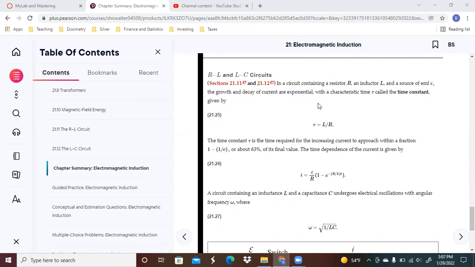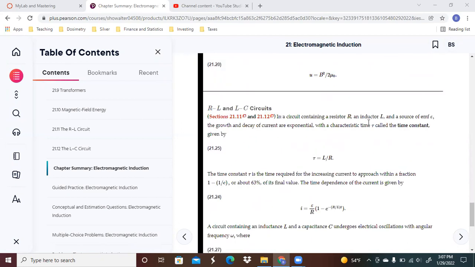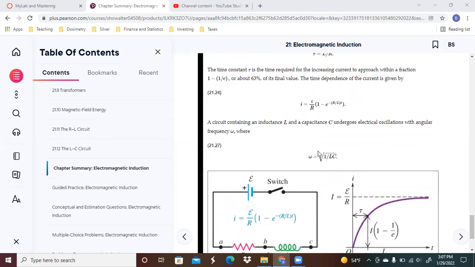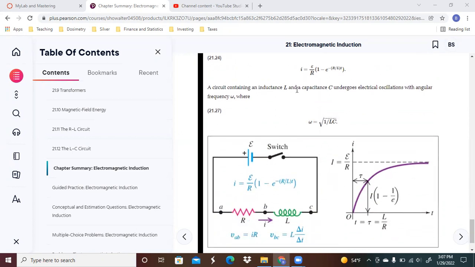we're going to look at some of the components here, but the summary is pretty much in a circuit containing a resistor and an inductor and a source of EMF. The growth and decay of current are exponential with a characteristic time t called the time constant. It's given by this. The time constant is the time required for the increase in current to approach within a fraction, about 63% of its final value. The time dependence of the current is given by this. A circuit containing an inductance L and a capacitance C undergoes electrical oscillations with angular frequency omega, where omega is given by this.